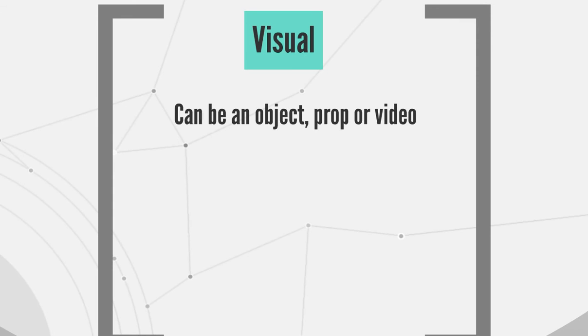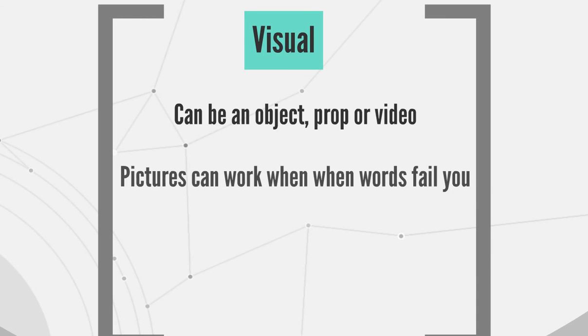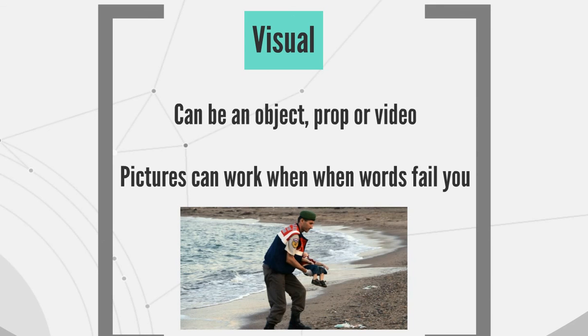The next thing to look at is visuals. Now, visuals can be anything from an object, a prop, a video, really anything that your audience can actually see. And visuals can be particularly important to use when words fail you. And I think we can look to many examples of how visuals can be powerful. But one really recent example was a picture that was viral on social media.